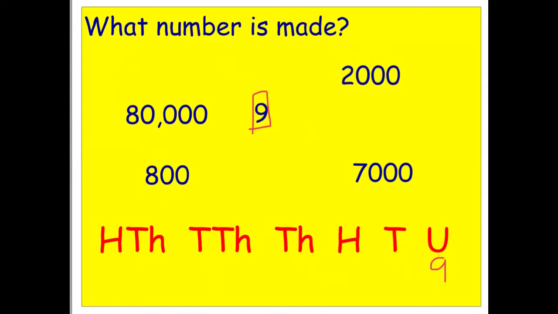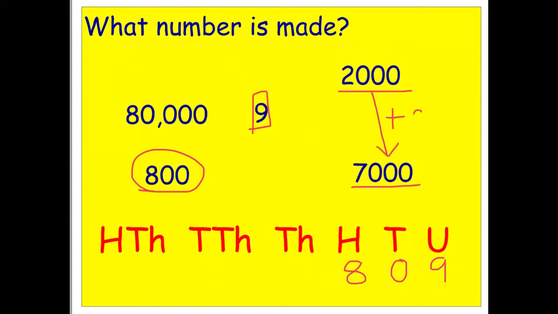There is no two-digit number on the screen, meaning I have no tens. For my hundreds, we've got 8 hundreds, so I put 8 into my hundreds column. For my thousands, well, I've got 2,000 and I've got 7,000. So a little bit of a trick one. So we've got to add those two to make 9,000. So I put 9 into my thousands column. I then have 80,000, so I've got 8 in the 10,000s.